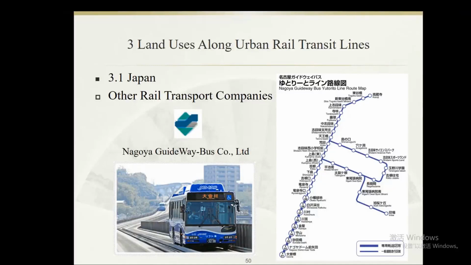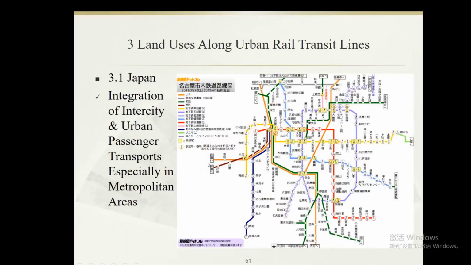How? Rational land use around each station. Rational planning of each line. Rational planning of our urban forms and regional development forms. Okay? And also the integration of intercity and urban passenger transport, especially in the metropolitan area. At last, we need to combine the intercity rail transport lines and the local rail transport lines together to have the integrated transport network.